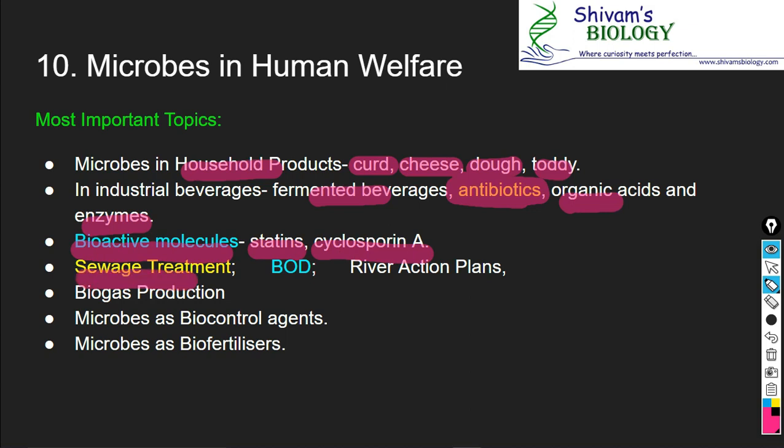Sewage treatment is very important for board exam. Biological oxygen demand, river action plans, the process of biogas production, and next, microbes as biocontrol agents and as biofertilizers. These are important topics from this chapter. Let's proceed to the next chapter.